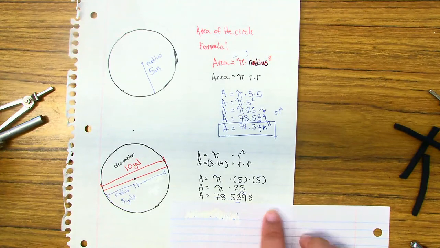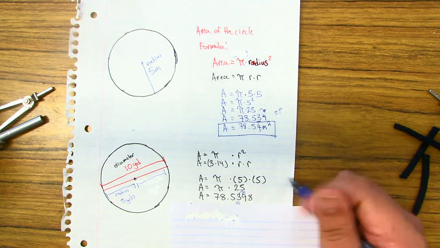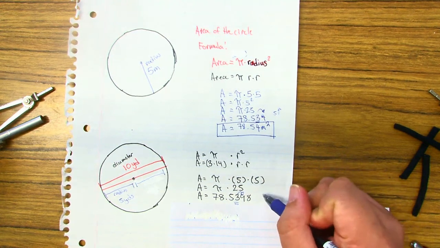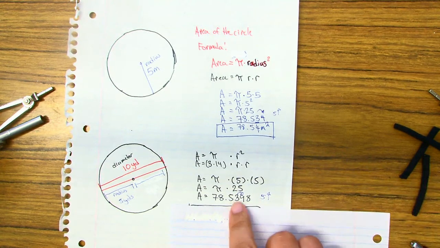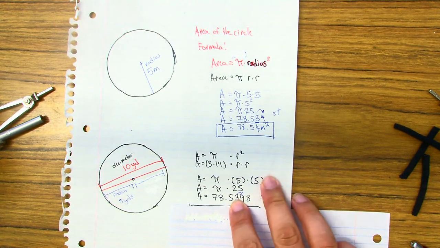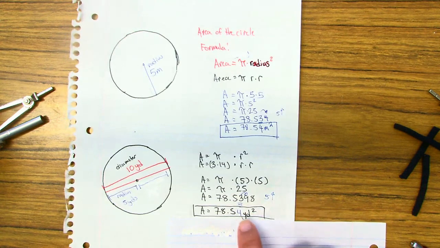78.5398. You know that you're going to round from the hundredths place. And you know that anything that's, once again, 5 and above, then you're going to raise up this value by 1, and it will turn into a 4. 78.54 yards squared. That's the value of the area.